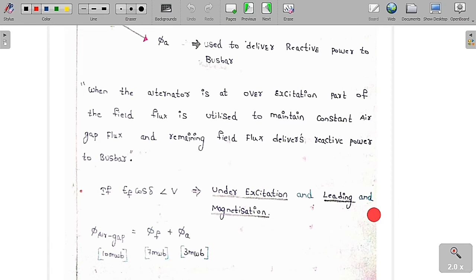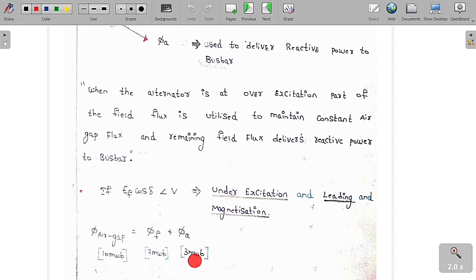And in the leading power factor, I've already told you, in a synchronous machine we are going to get a magnetization effect. These things I've already told you. So you are going to get the magnetization effect. Now we will see what is going to happen. As it is a magnetization effect, the resulting air gap flux is equal to phi f plus phi a.